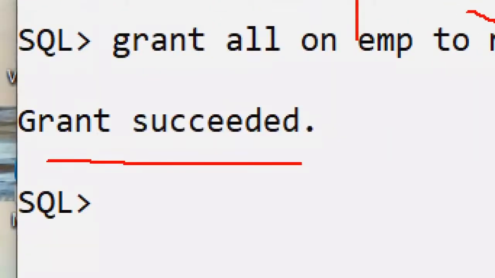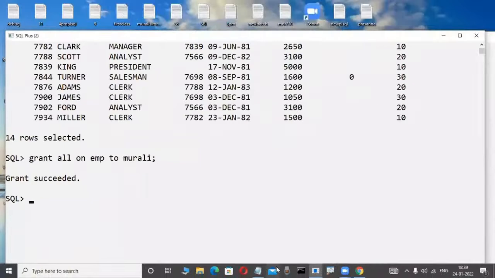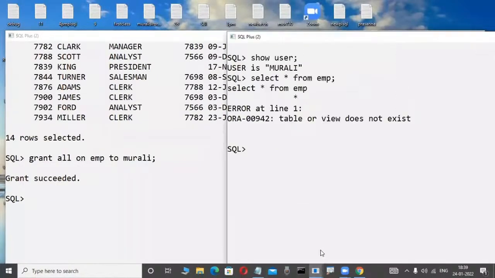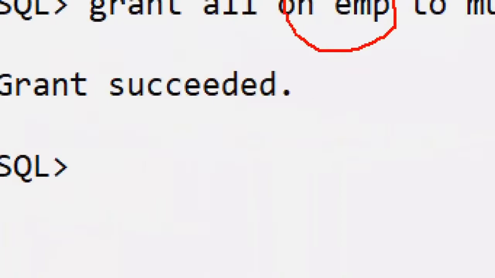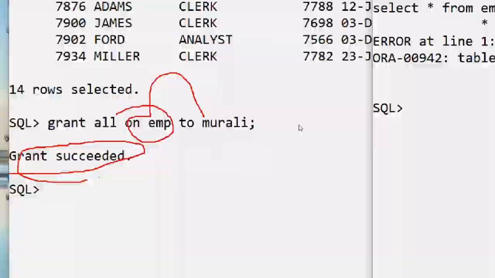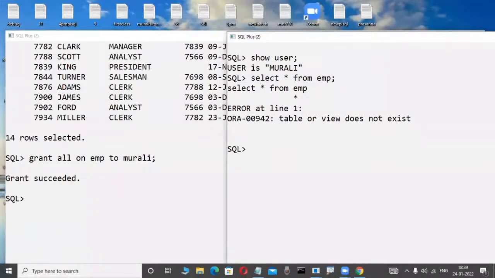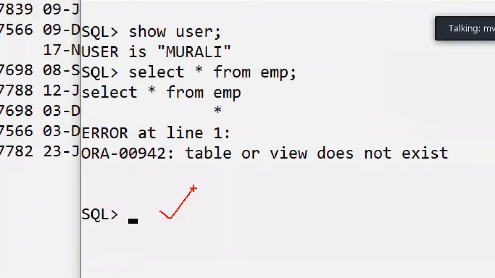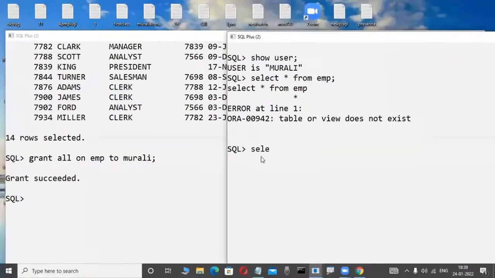You will also become familiar with these things in the future. Okay, fine. Logically tell me, once Scott gives a permission to Murali, a message is displayed in a relational data model product: grant is succeeded. Now if Murali employee tries to access Scott's EMP table, possible or not possible? Maybe I'm typing select star from EMP like this. Anybody guess it? Possible or not possible?